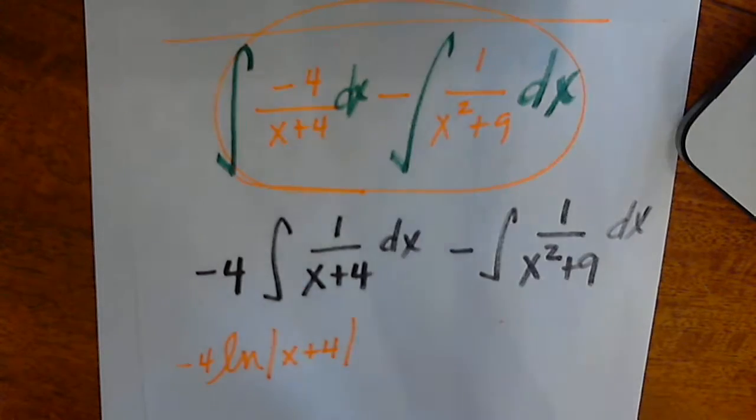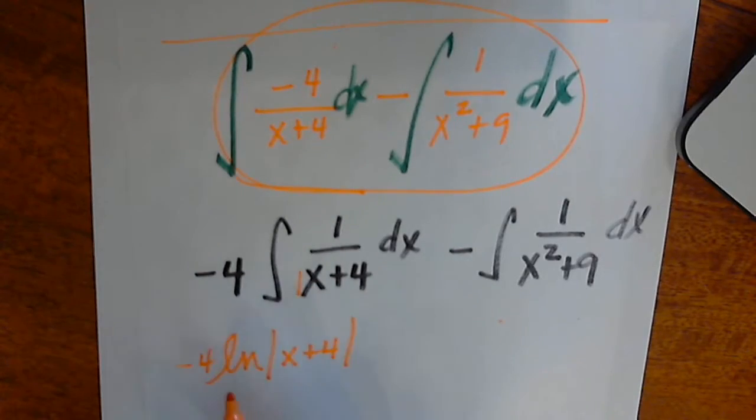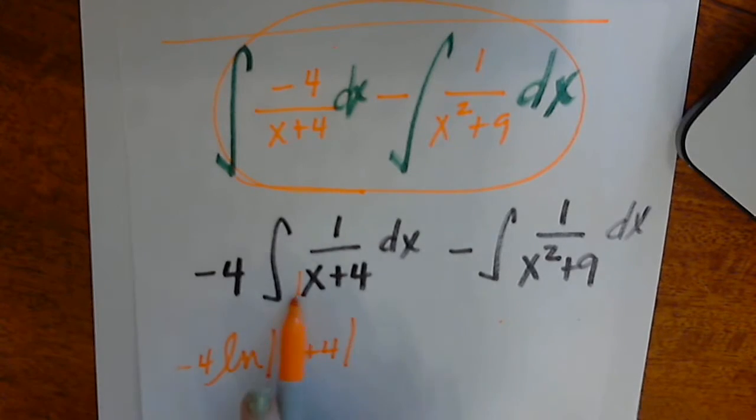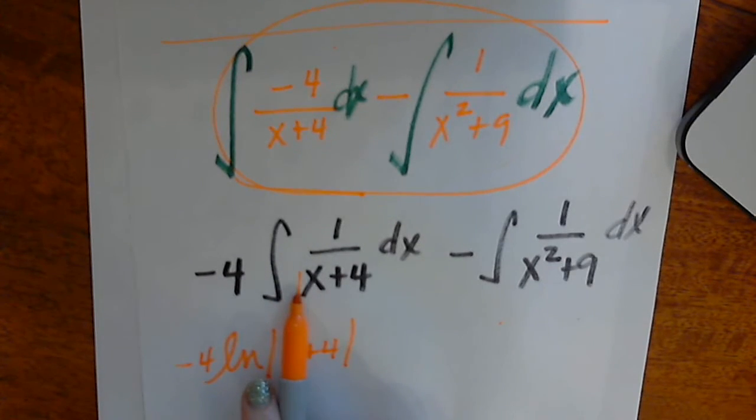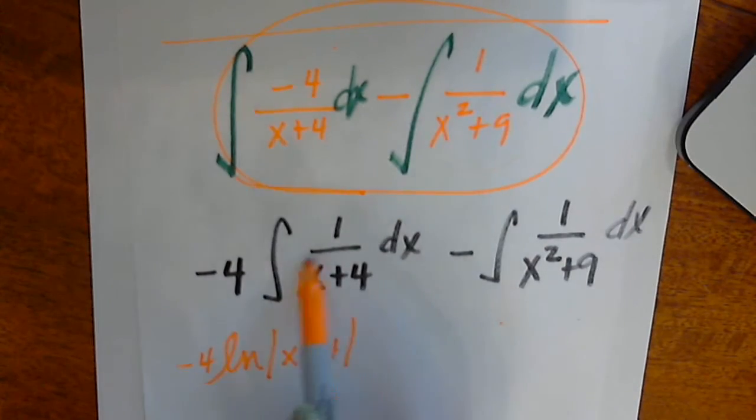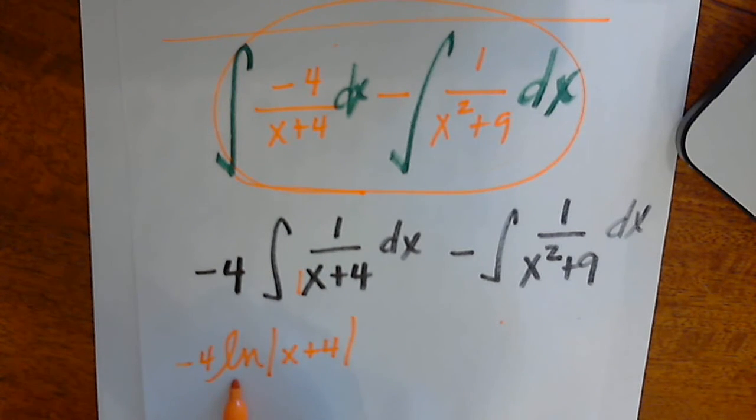As long as this is a 1x, which it is, you can go straight to your natural log. If this were a 2x or anything else other than a 1x, I would probably use substitution. We'd still end up with a natural log, but it would affect this number here.